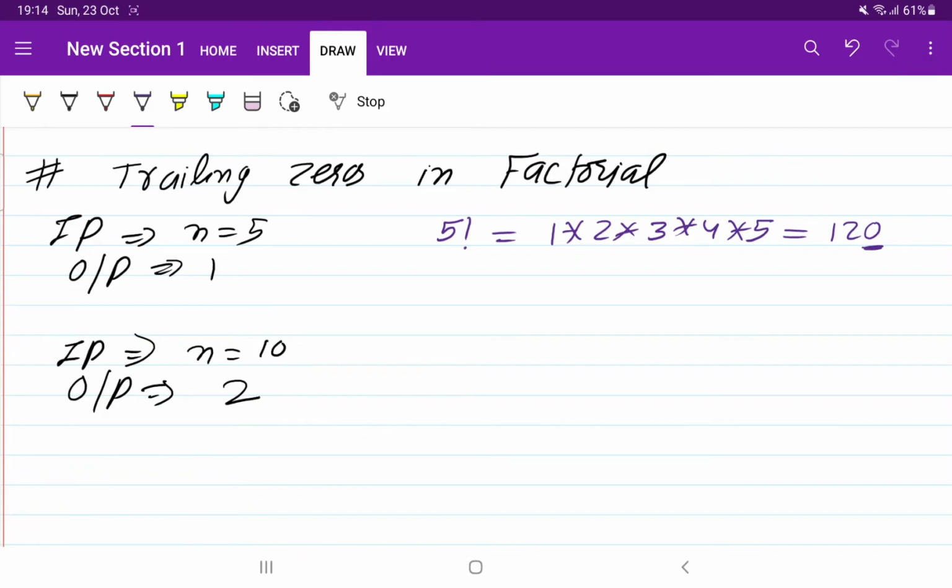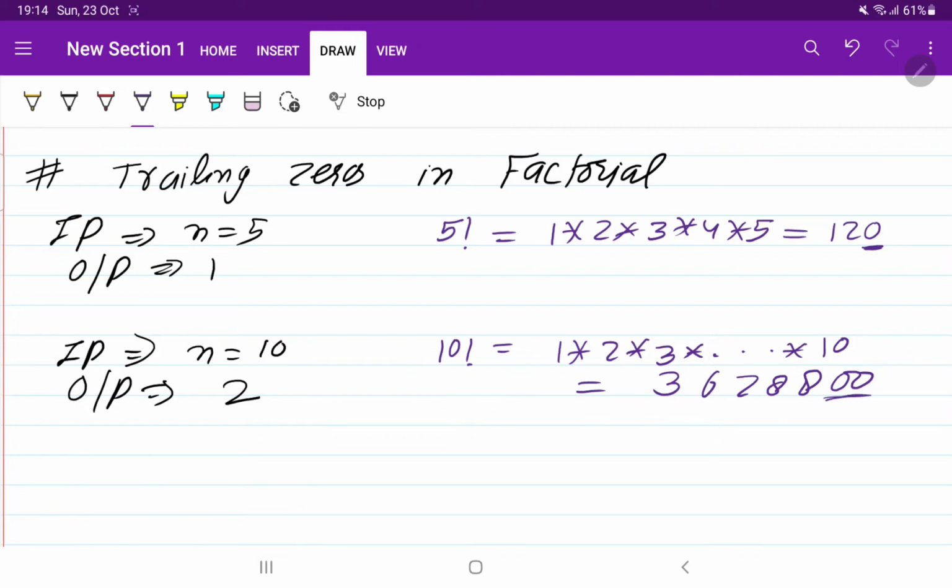1 zero is there. Suppose in the next question we want to find 10 factorial. You need to multiply the numbers till 10, and you will get a number. This number is very big. Now you need to see how many zeros are there, and then return it in the output. So this is our problem.